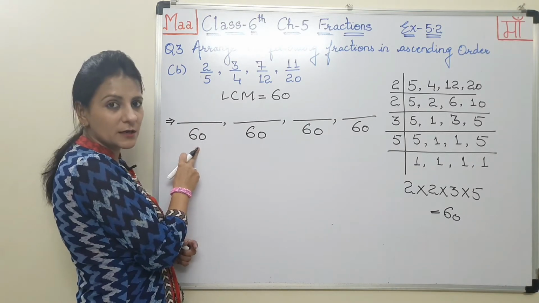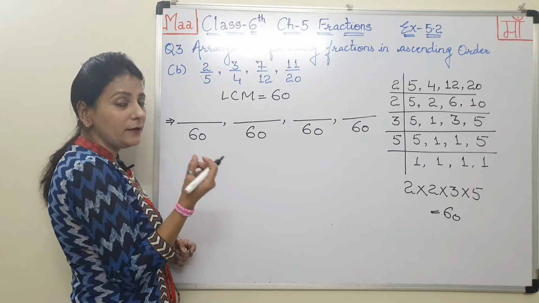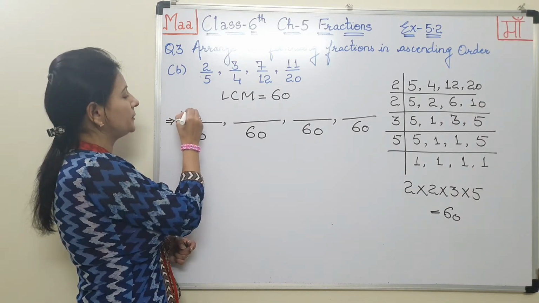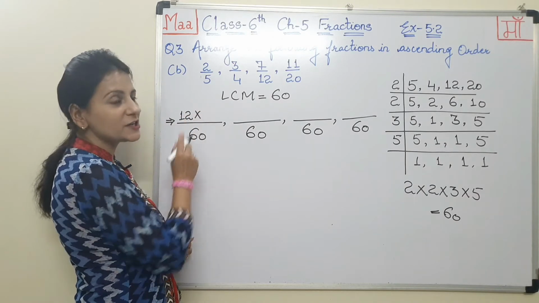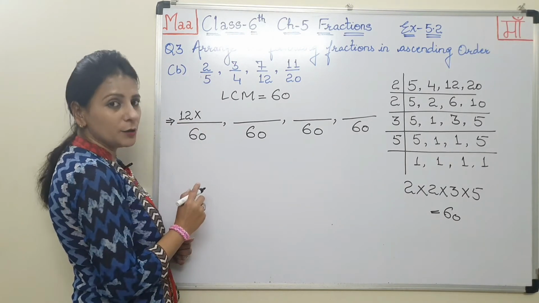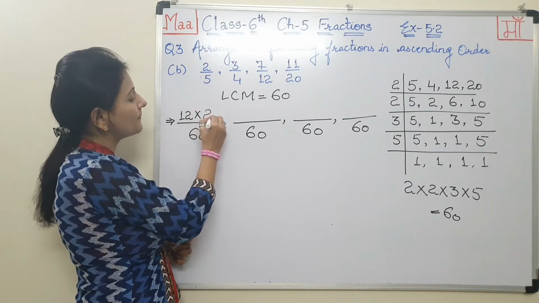How many times does 60 come? 5 के table में 60 आता है 12 times. So we will write here 12. जितने भी times आता है आप उसको पहले लिख देंगे. Then put the sign of multiplication and multiply it by the numerator. So in the numerator it is number 2.